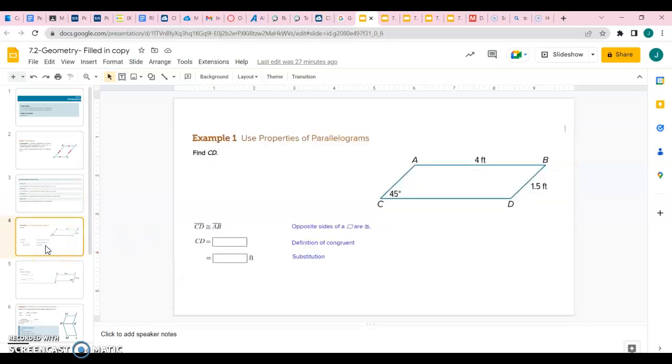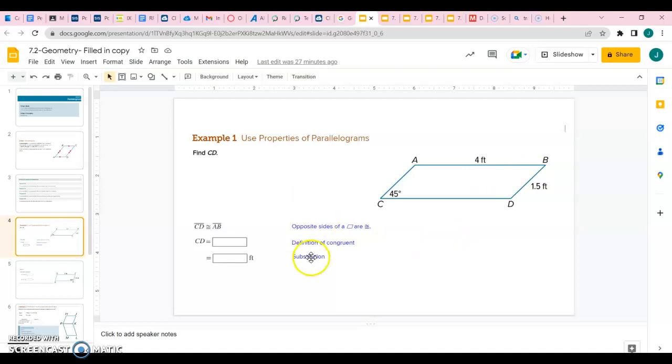So let's look at this one. It says use properties of parallelograms. So our goal is to find what CD equals. And it's told us that CD is equal to AB. So opposite sides of a parallelogram are congruent. So if AB is 4 feet, what do you think this side is?